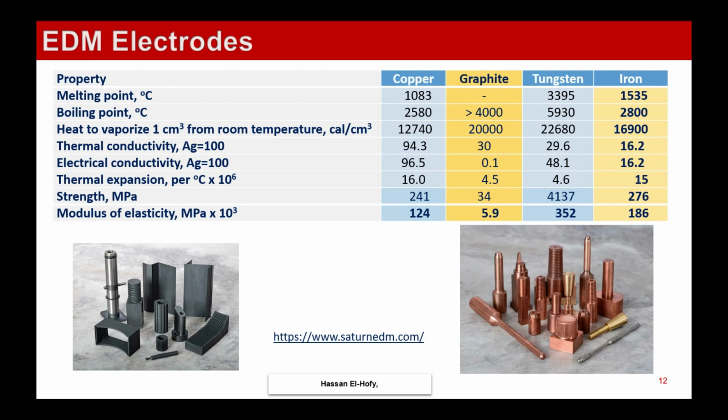We have a variety of EDM electrodes with different properties. We can have copper, graphite, tungsten, iron electrodes, and each material of the workpiece should accommodate a certain type of electrode tool material. They can be of different shapes and sizes. At the left-hand side, you can see graphite electrodes with different shapes, and at the right-hand side, you can see different copper electrodes. This type of material is machinable, so you can get any shape of the tool in accordance to the shape required in the workpiece.